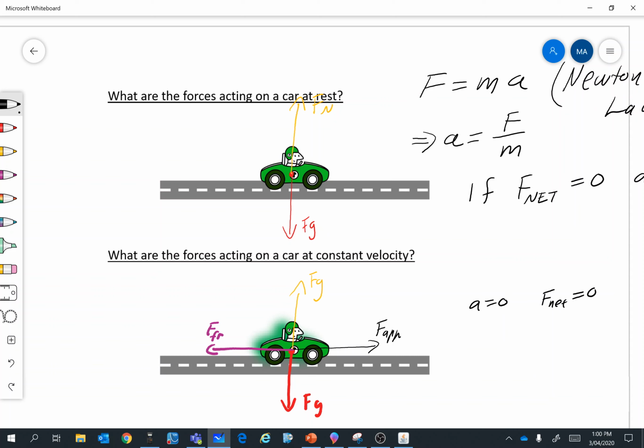And I should have mentioned that up here as well. Right now F net equals 0, so the car has 0 acceleration. So whether the car's at rest or at constant velocity, acceleration is equal to 0 in both cases. So forces are balanced in those situations.